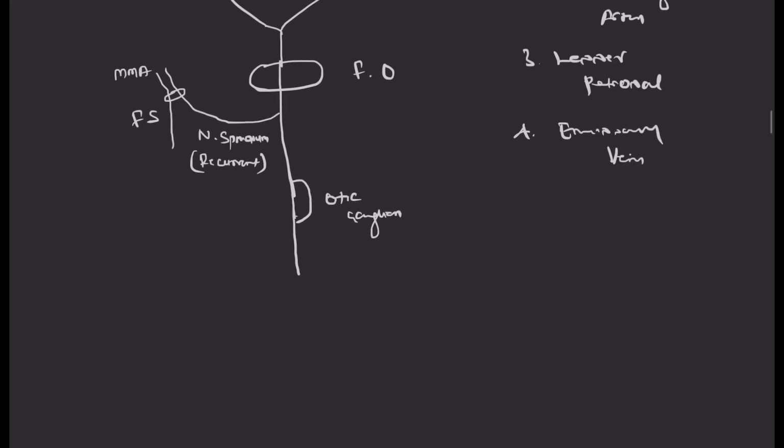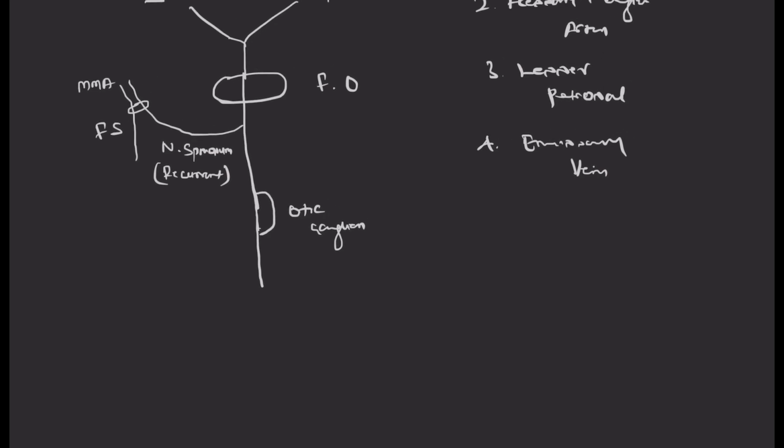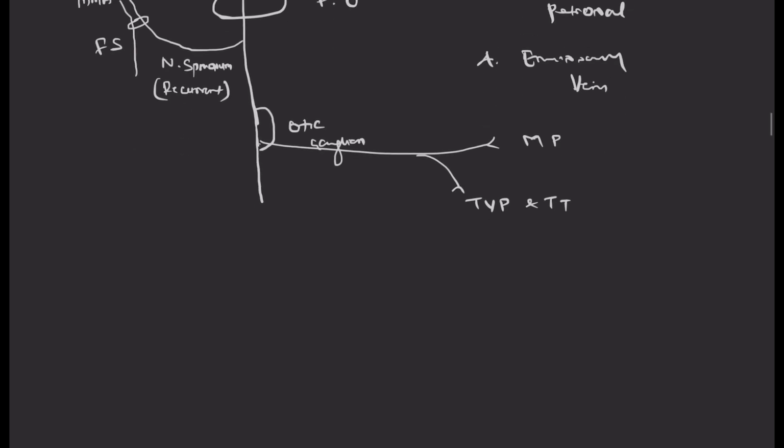So remember, the muscles of mastication are supplied by the mandibular nerve, and all the branches are supplied by the anterior division, except the medial pterygoid, which is supplied by the trunk. The nerve to medial pterygoid also supplies two muscles, that is the tensor veli palatini and the tensor tympani.